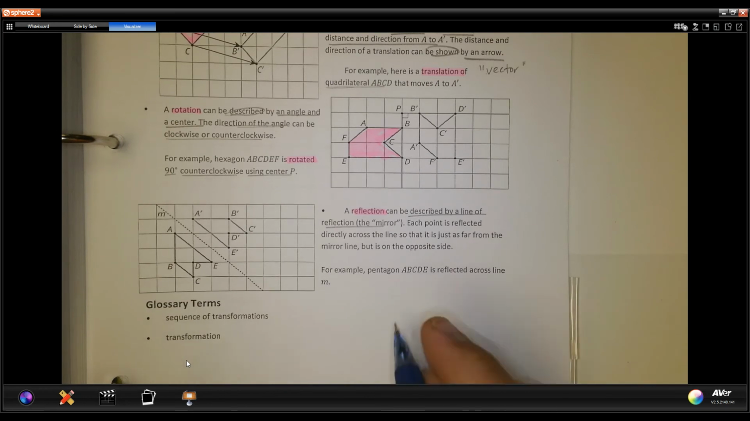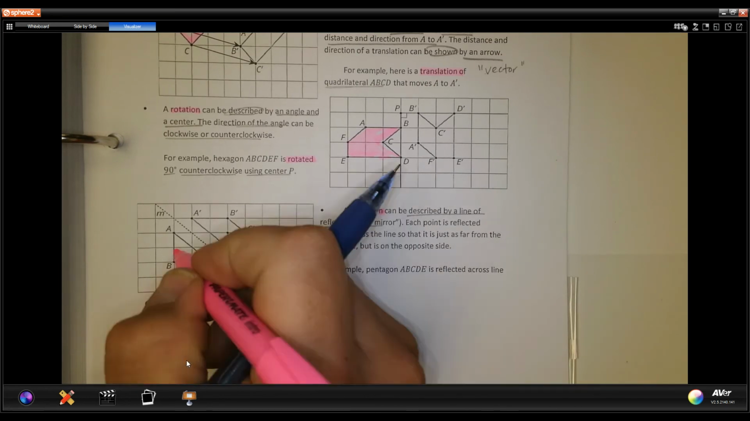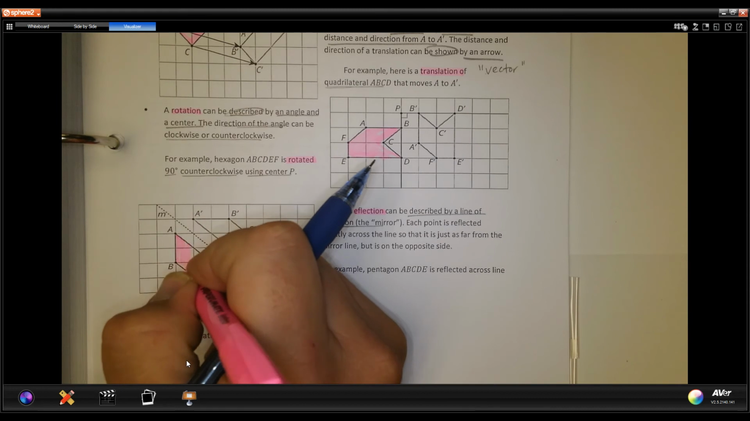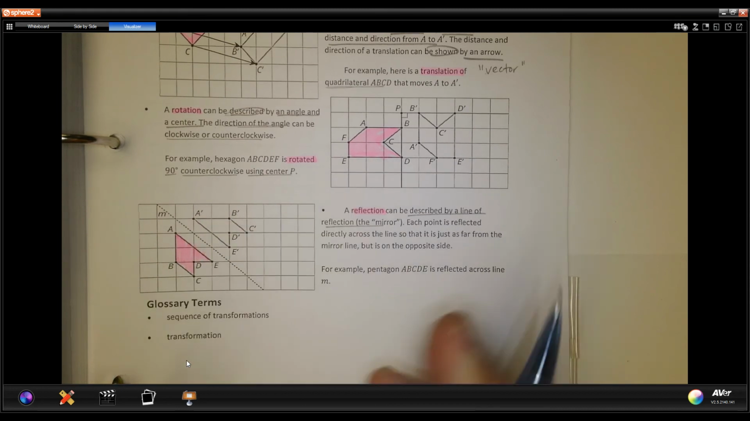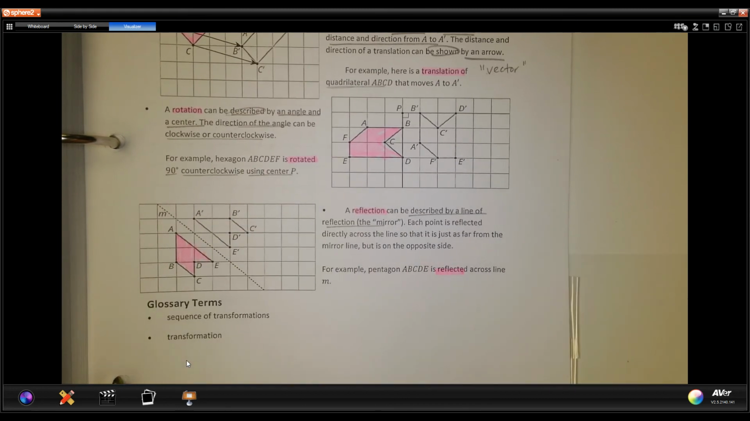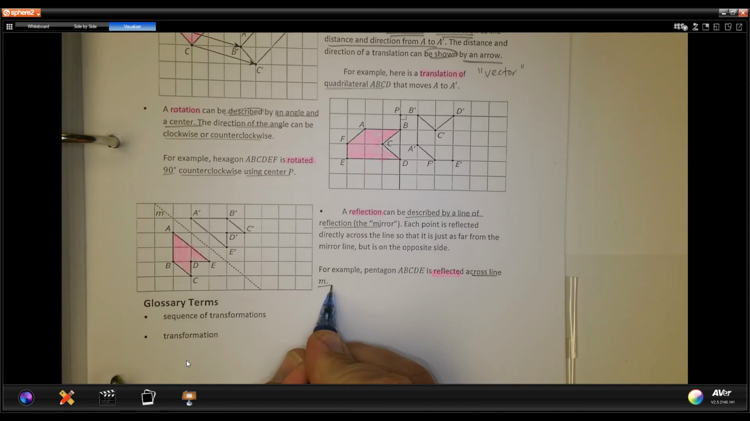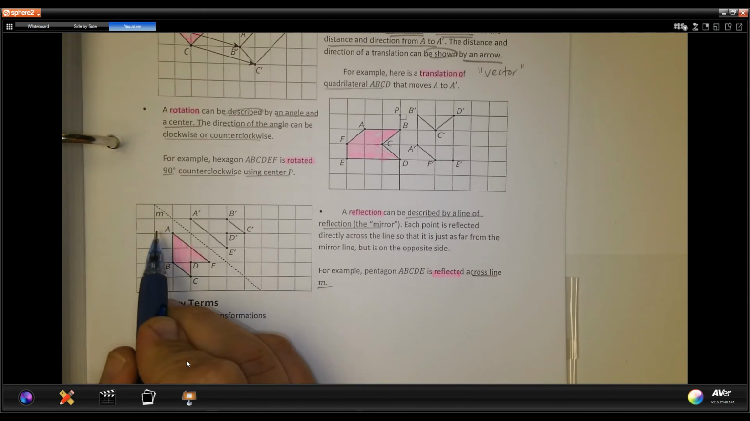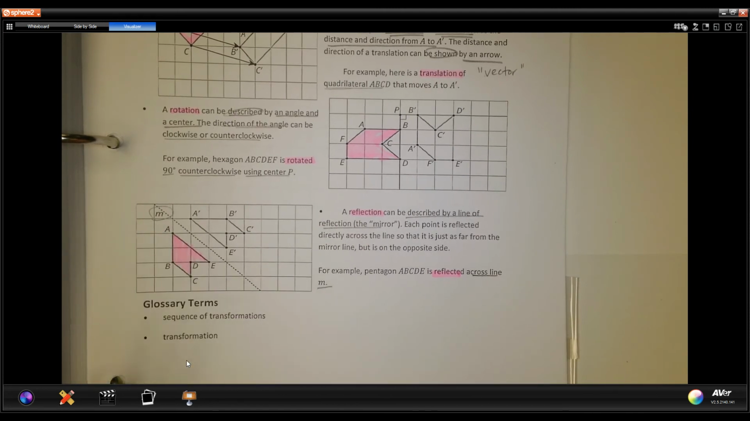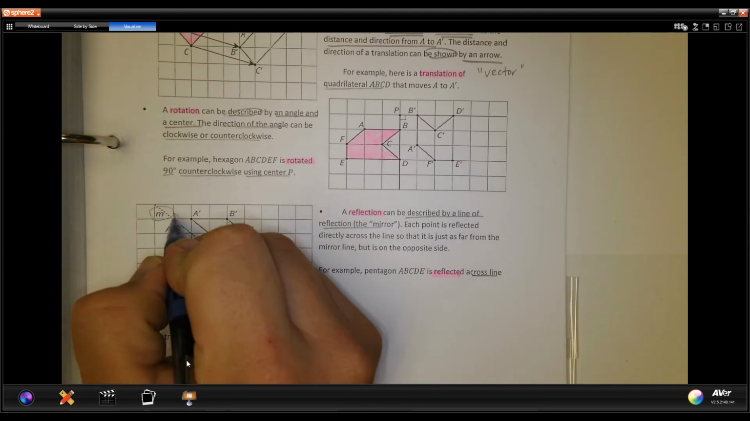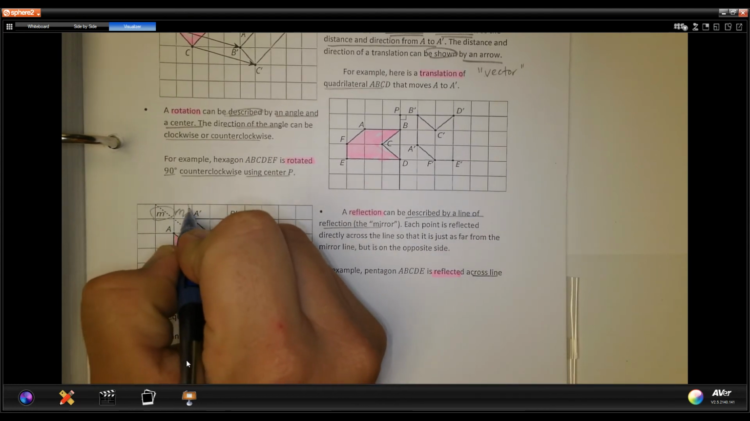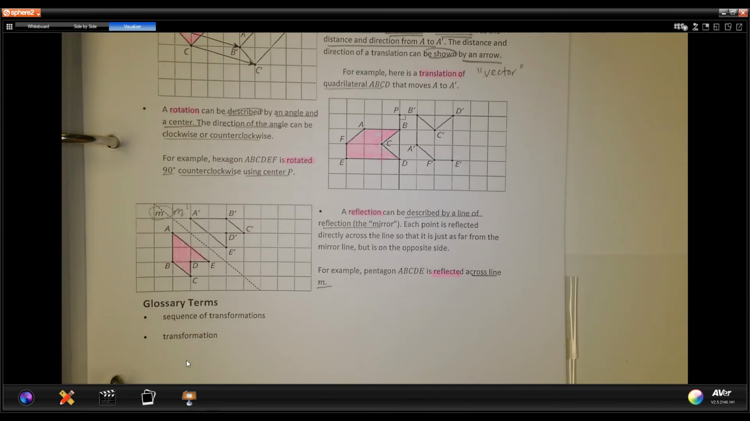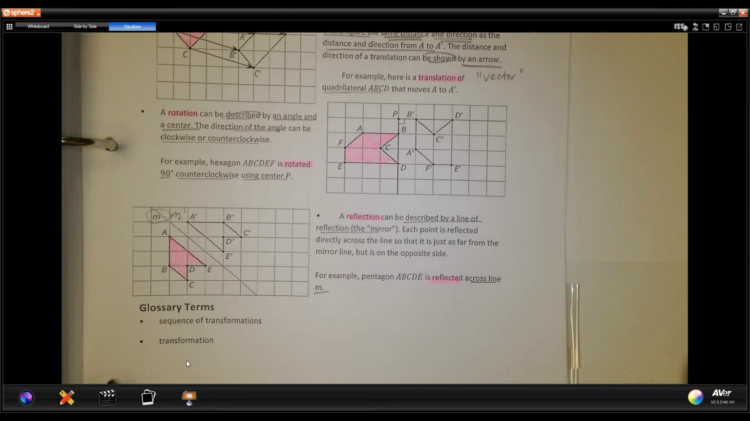We have to talk about the name of the figure. So this figure, pentagon A, B, C, D, E, reflected across line M. Notice that the line is named right here as line M. The one thing that I would like to see you do when you do these reflections is understand that that line also reflects, and label it as a prime as well. These are the main concepts and main points of what we're shooting for today in our work.